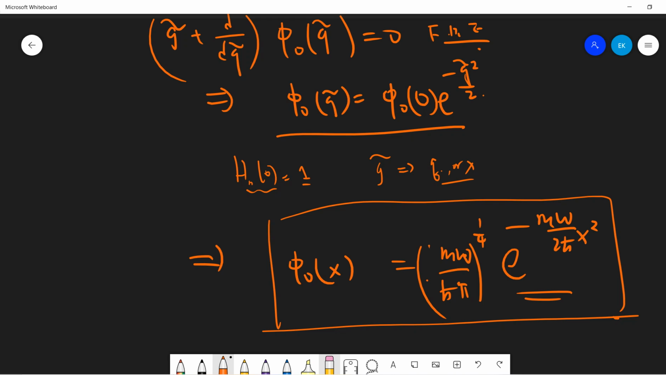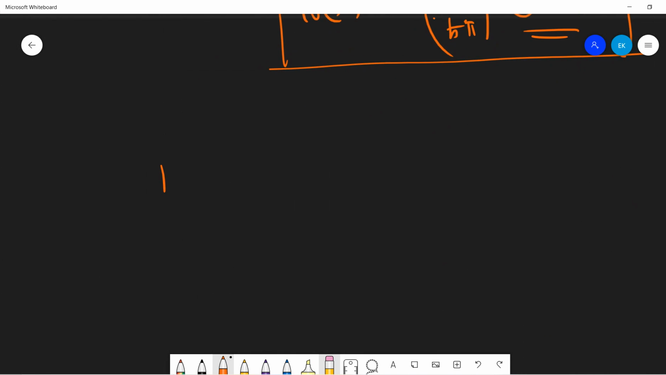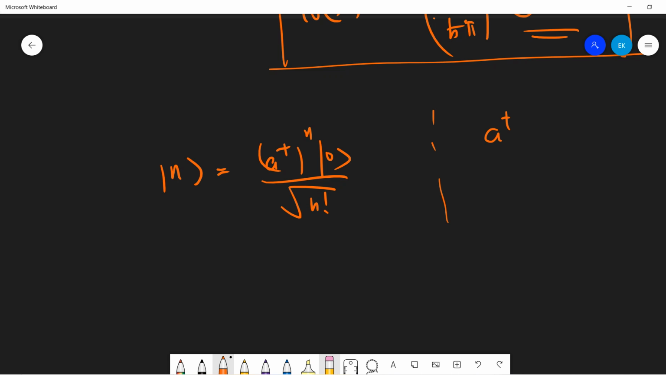Okay. And also, let's summarize that for this n, you can just get n by acting with a dagger on 0 and dividing by the square root of n factorial. And this is proved by what we got before. Basically, you get n plus 1, n plus 1. So you can start from 0 and keep stacking this a dagger. Okay, and then you finally do the same.